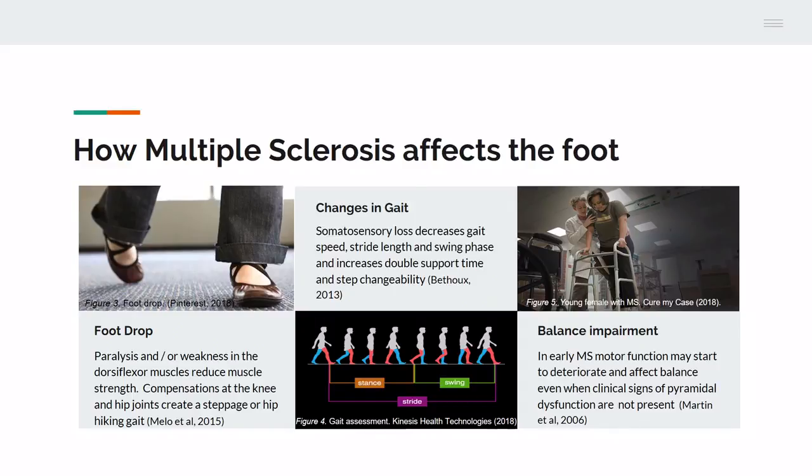Somatosensory loss also affects muscle strength. Foot drop is a common condition in MS and is often the result of a paralysis and/or weakness in the dorsiflexor muscles. Lack of correct muscle activation creates compensatory mechanisms at the knee or the hip joints. Patients generally present with a steppage or hip hiking gait.